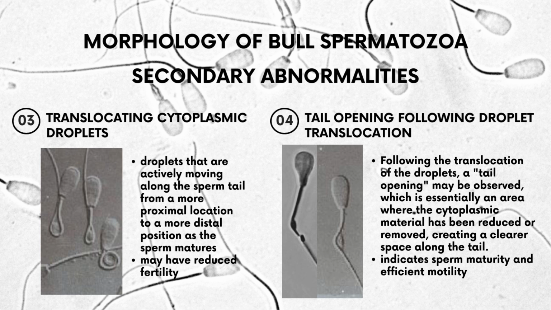Tail opening following droplet translocation. Following the translocation of the droplets, a tail opening may be observed, which is essentially an area where the cytoplasmic material has been reduced or removed, creating a clearer space along the tail. This indicates sperm maturity and efficient motility.